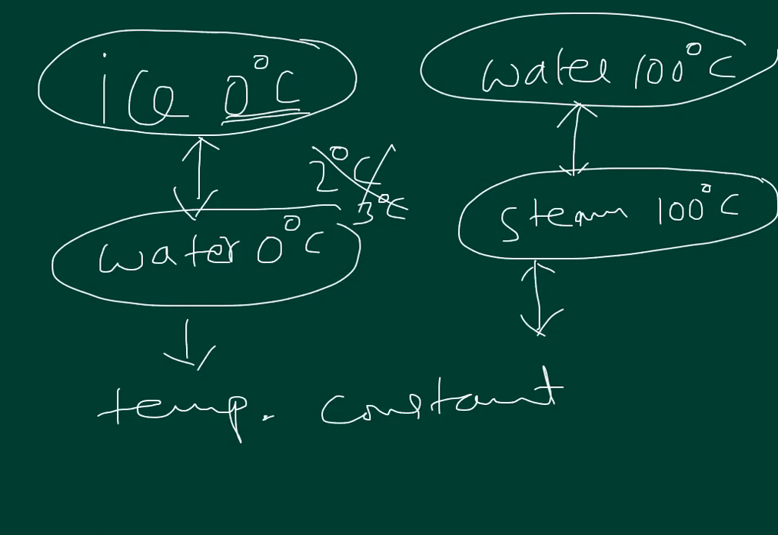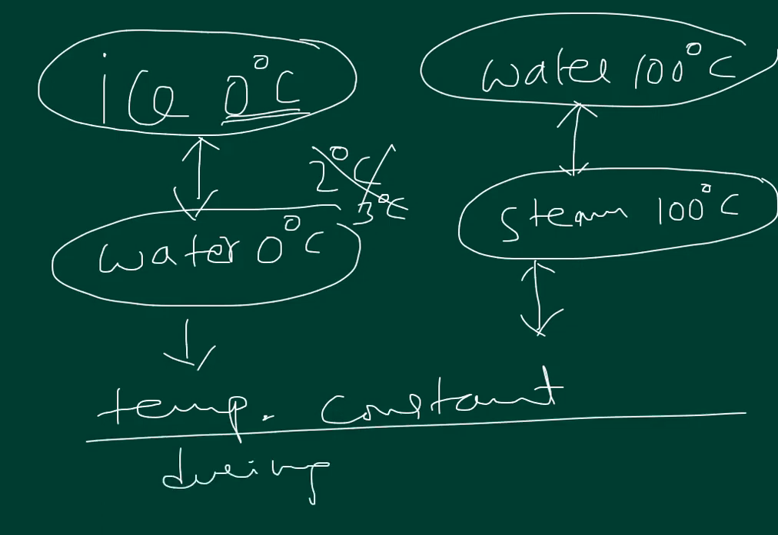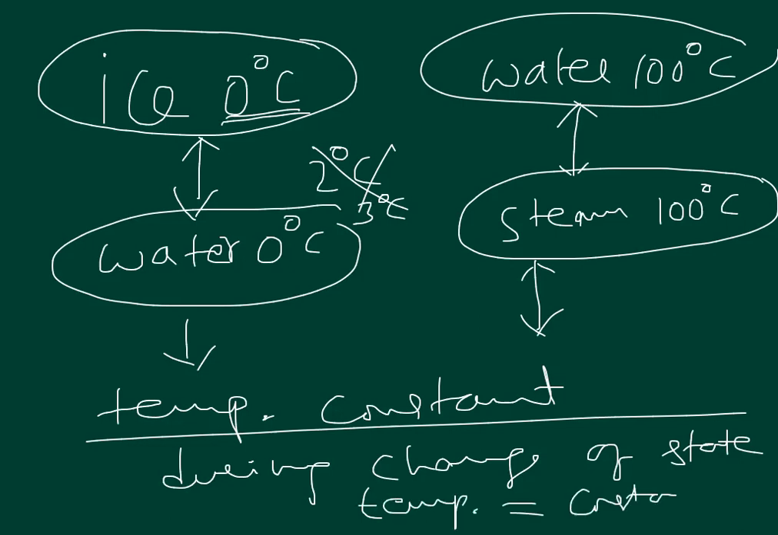So we have to observe that during change of state, temperature remains constant. This is a very important piece of information to be noted. We can't convert as we wish. That means we can't directly convert ice at 0 to water at 2 degrees, or water at 100 to steam at 120 degrees.